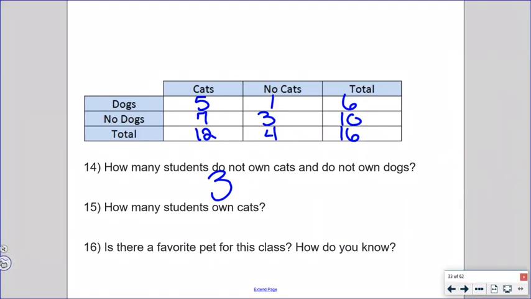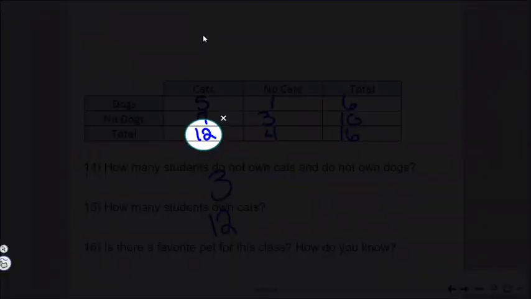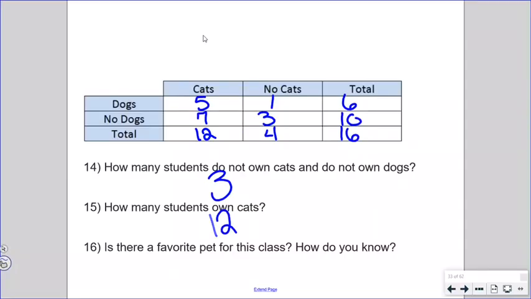How many students own cats? How many total students own cats? Go to the total. Here, let's quick write it down. It's 12. I know if I circle that, it's going to give me a spotlight. See? 12.